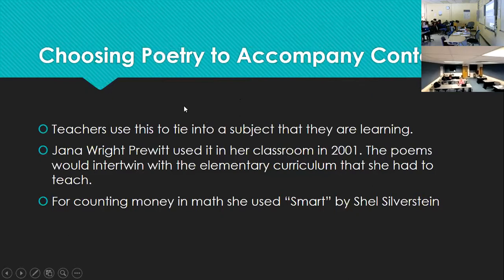There was this one teacher in 2001 who used different poems to interact with the elementary school subjects that she had to teach to get them to pass their grade. She used one poem by Shel Silverstein for counting money in math class. This is a funny poem. I think it's hilarious.